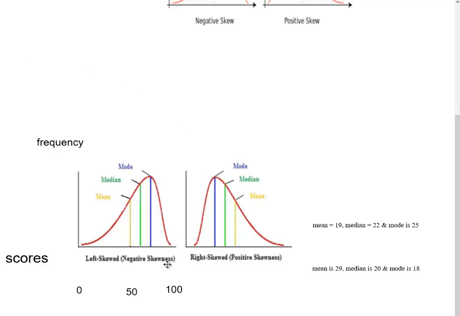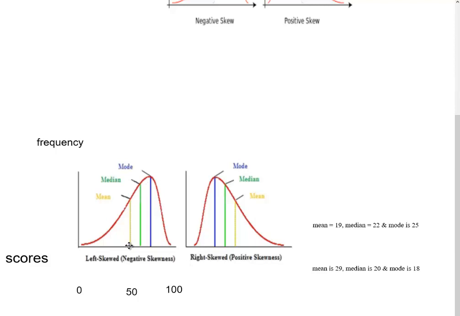So just to recap so far, we've got our left foot is our negative skew, right foot is our positive skew. We know we've got our frequency along the y-axis, scores along the x-axis along the bottom here, 0 to 100. We know where our mode is always going to be at the highest point. The median is always going to be the middle. The mean is the one that differs. The mean is going to be in the middle of the scores, 0 to 100, let's say, and the mean is the one that will shift.